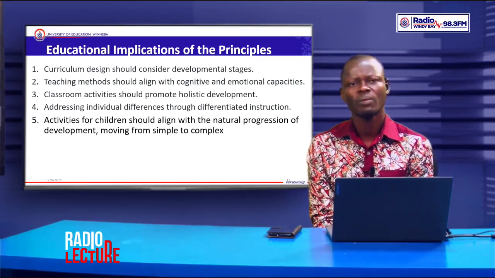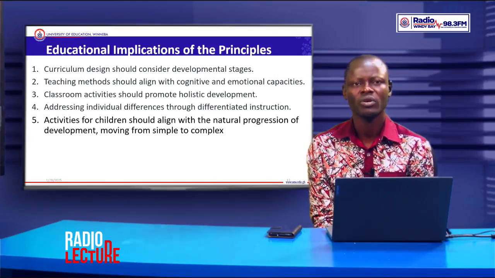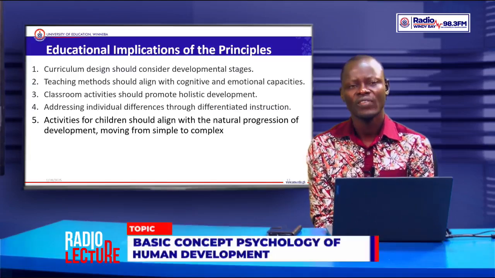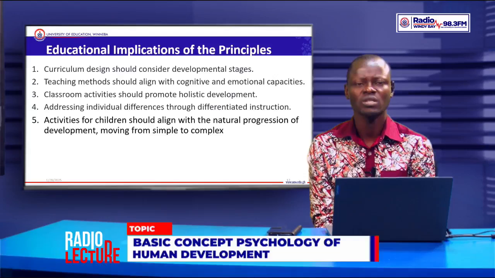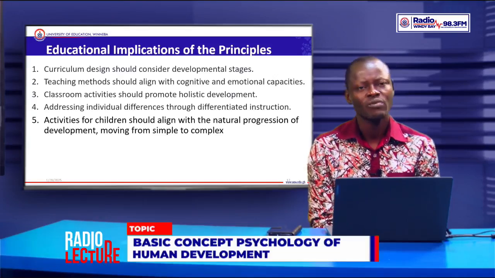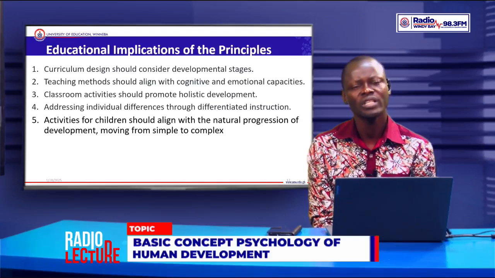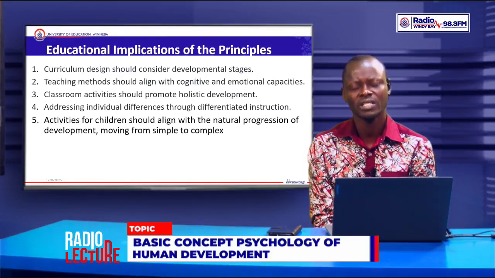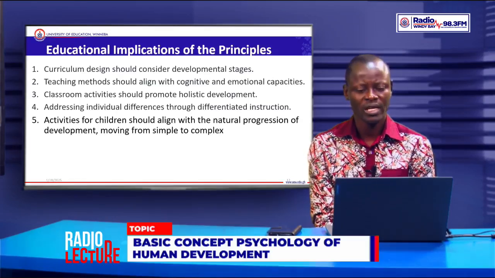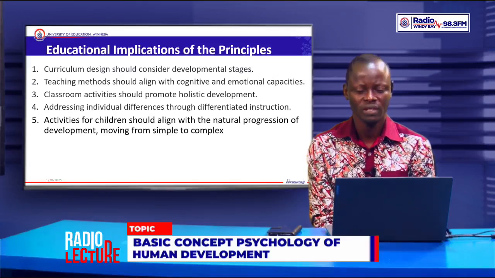In terms of classroom activities, we are saying that it should promote holistic development. If we say holistic, we are talking about the cognitive, the affective, and then the psychomotor. All these are inclusive in terms of holistic development. So whatever lesson that we are going to design for our learners, we should be able to cater for all these differences and make sure that at the end of the lesson, the child can develop in all these three aspects, which will make the child a very holistic individual in the society.